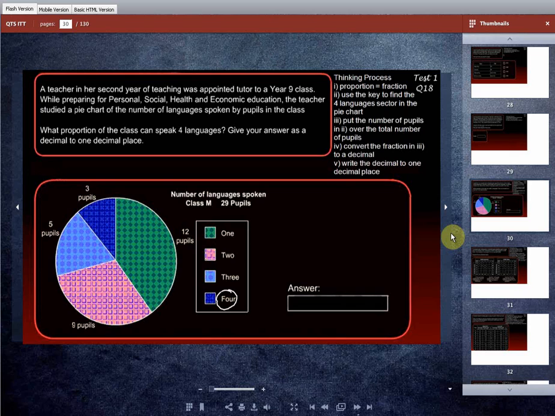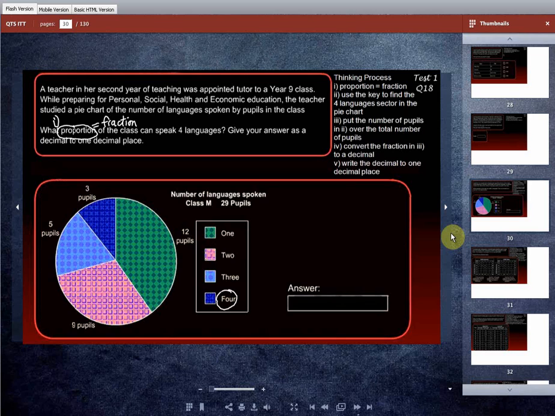Okay, first things first, we need to recognize that by proportion we mean fraction in this instance, though it is a word that is associated with ratios as well. Once we've found the fraction, it needs to be converted to a decimal, written to 1 decimal place.